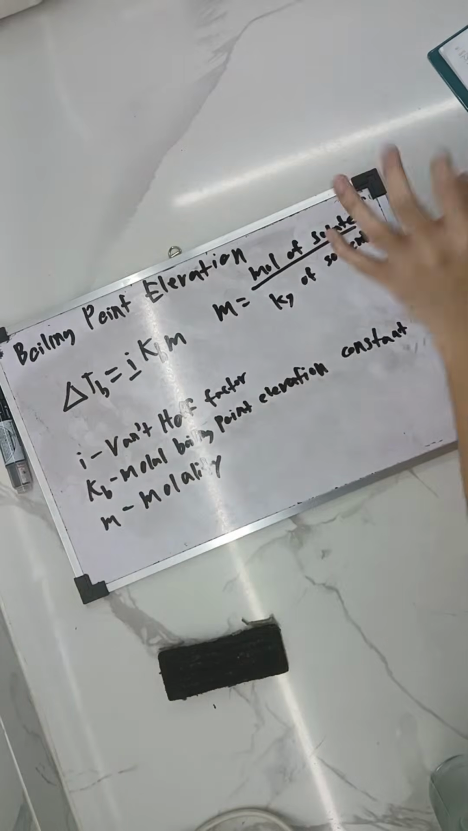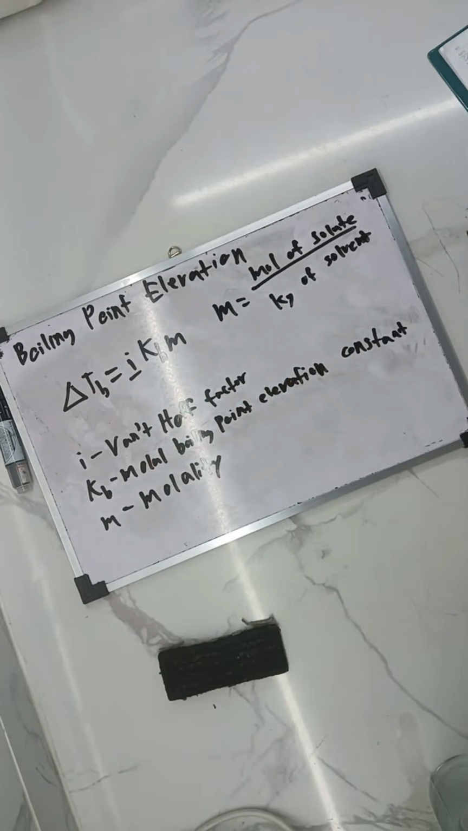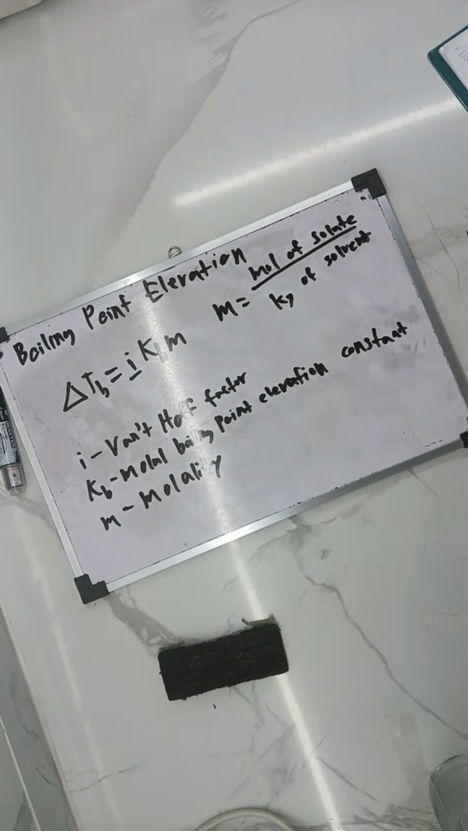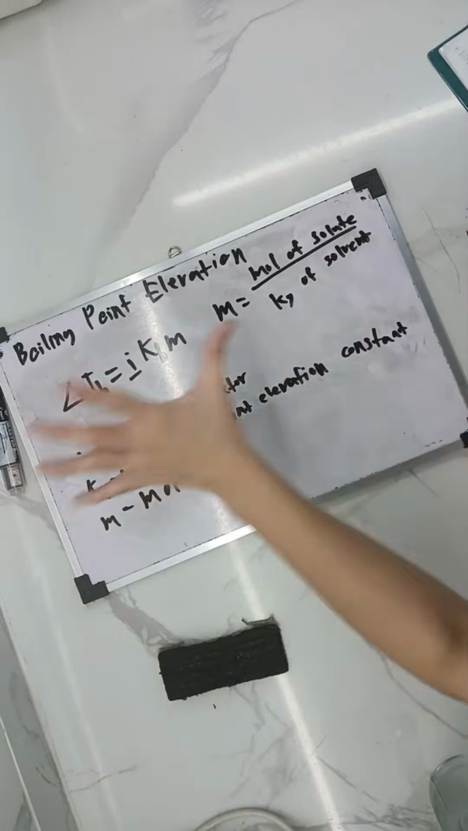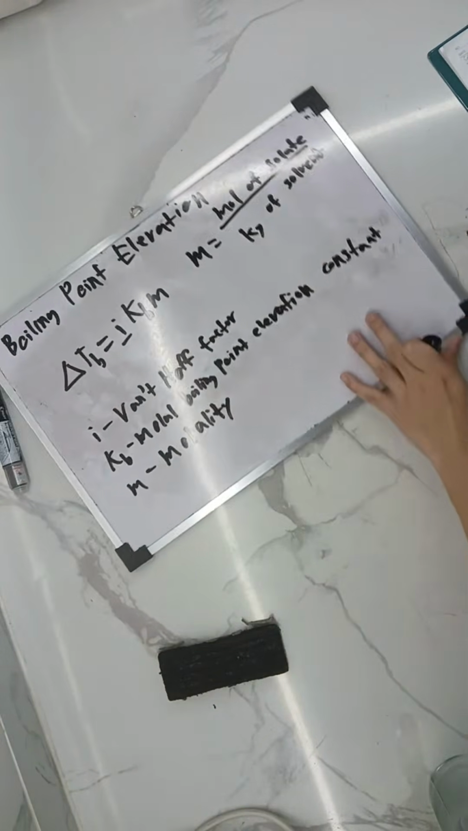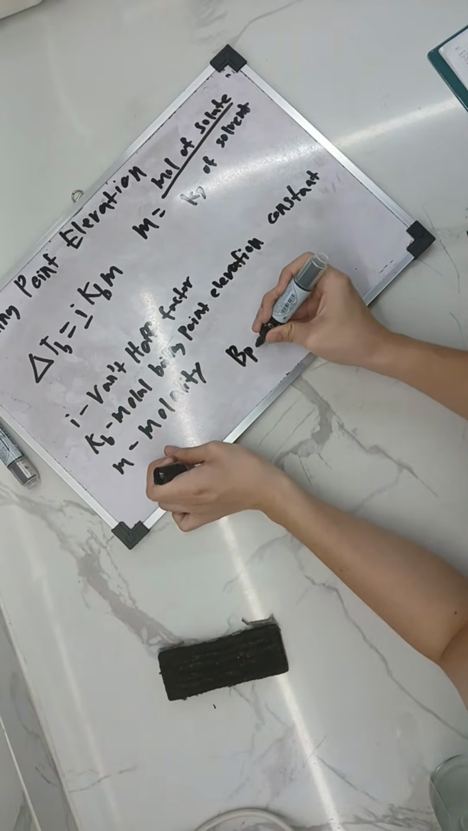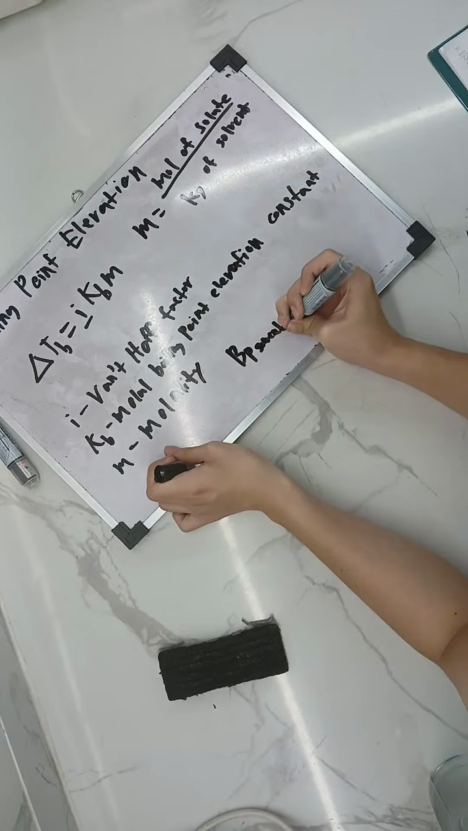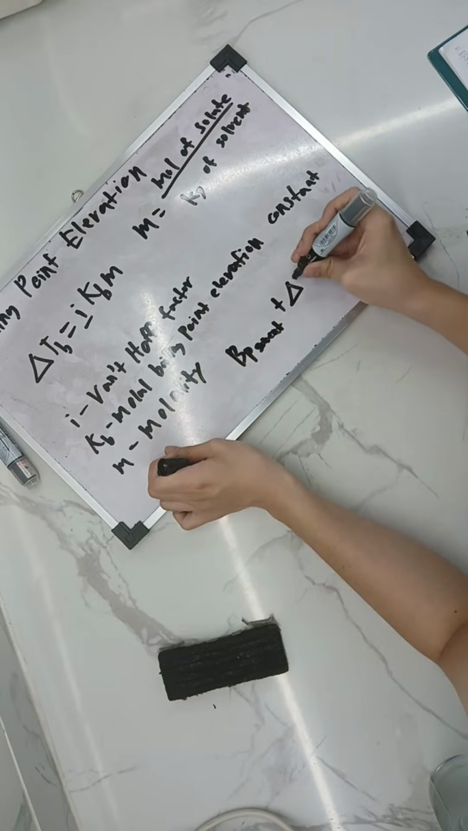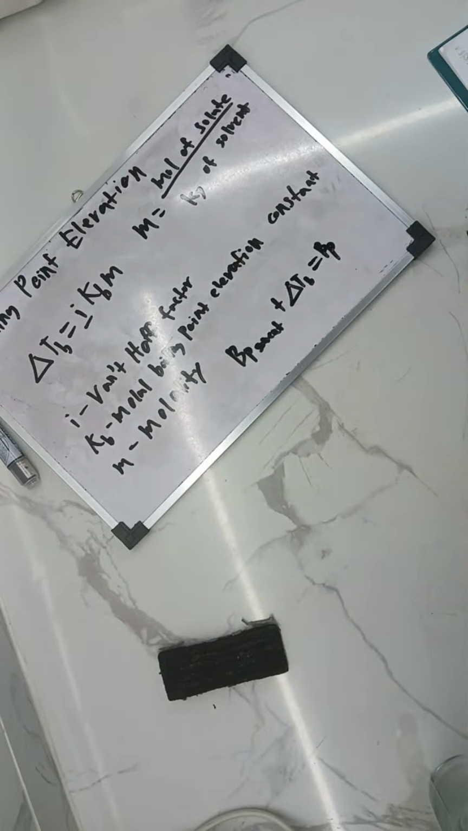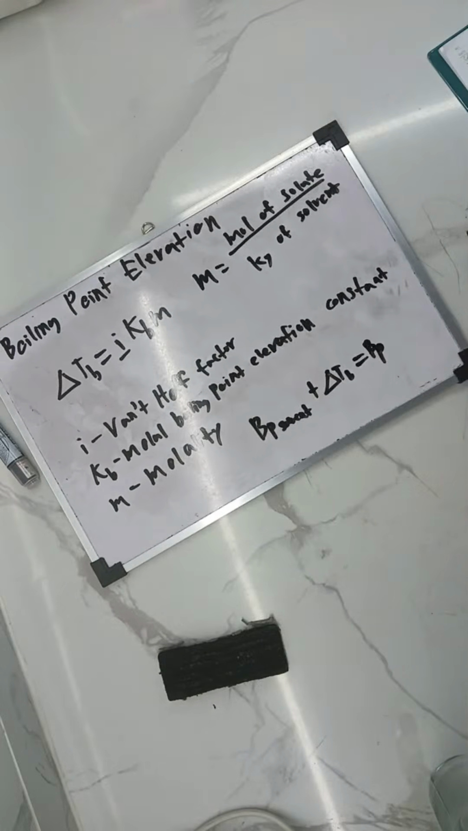So this is how you get the change, or the boiling point elevation. However, this only describes how much it increases. It doesn't give us our final temperature. To get our final temperature, we just need to find the boiling point of the solvent plus this, which equals our new boiling point. This is going to equal the new boiling point of the new solution. So let's have an example right now.